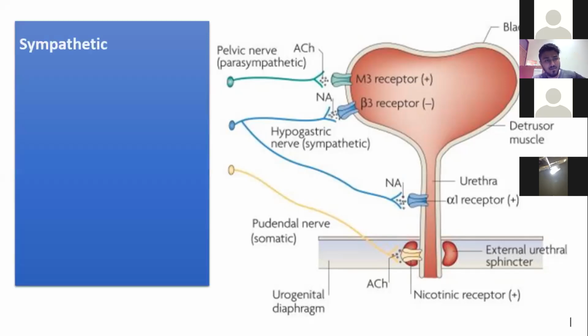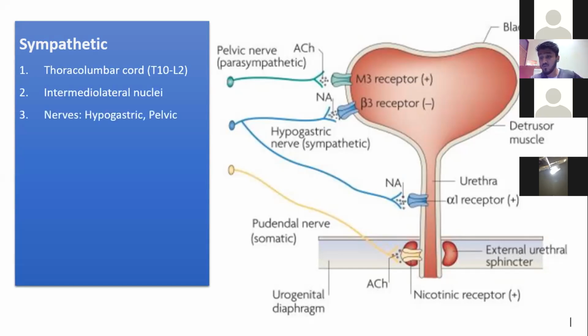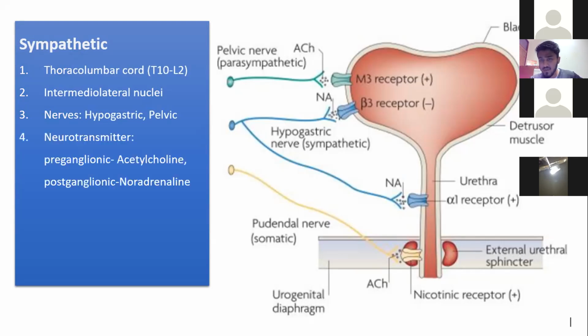Now, the next, the nerve below it, the sympathetic pathway: the levels are T10 to L2. The nucleus involved is the intermediolateral nucleus. There are two nerves actually, the hypogastric nerve predominantly, but sympathetics also travel through the pelvic nerve. So the pelvic nerve thereby conducts both sympathetic and parasympathetic pathways. Just like the parasympathetic pathways, all preganglionic neurotransmission is mediated via acetylcholine.